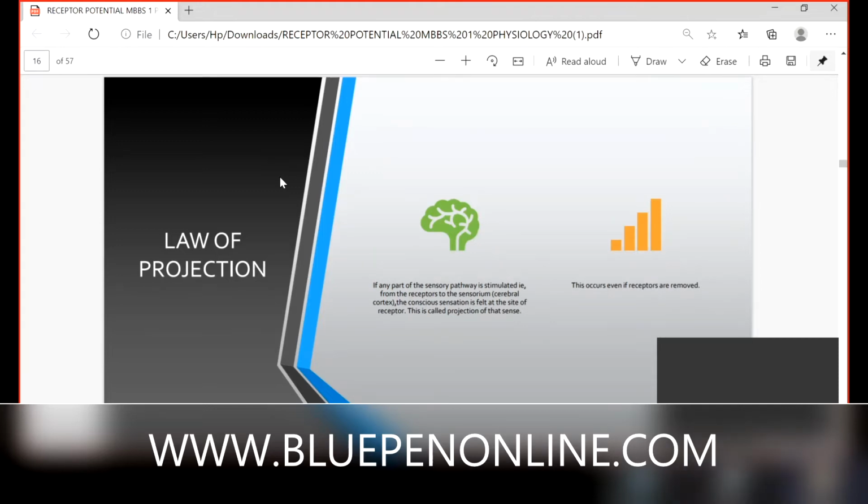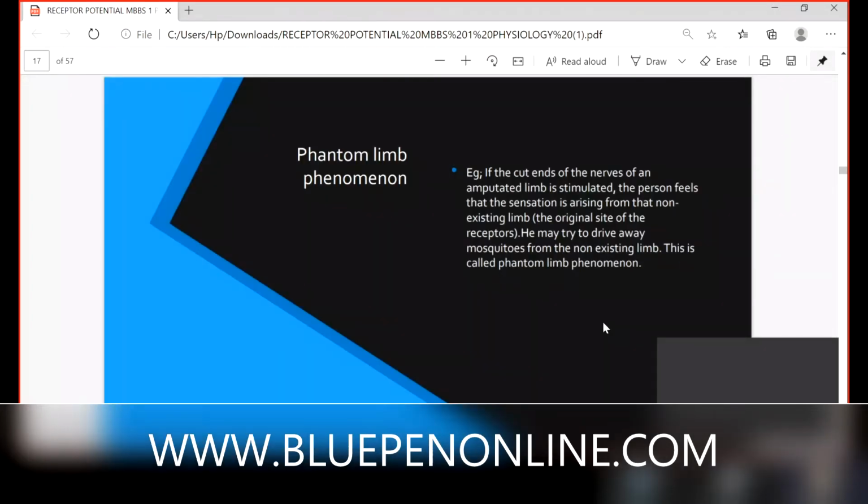The sensation will be felt only at the site of the receptor. This is called the projection of that sense. Wherever in the pathway it is stimulated, the conscious sensation will be felt only at the receptor part. This occurs even if the receptors are removed. The best example is the case of phantom limb phenomena.